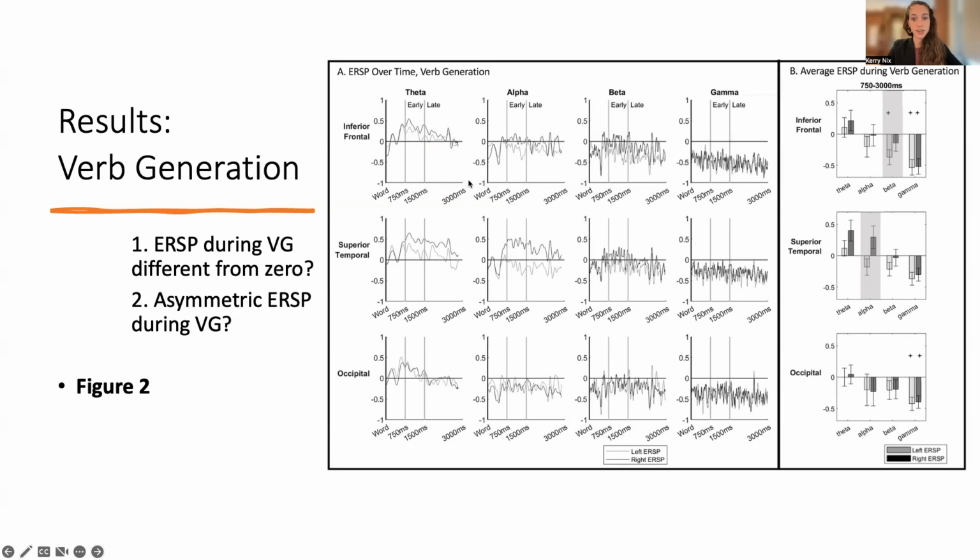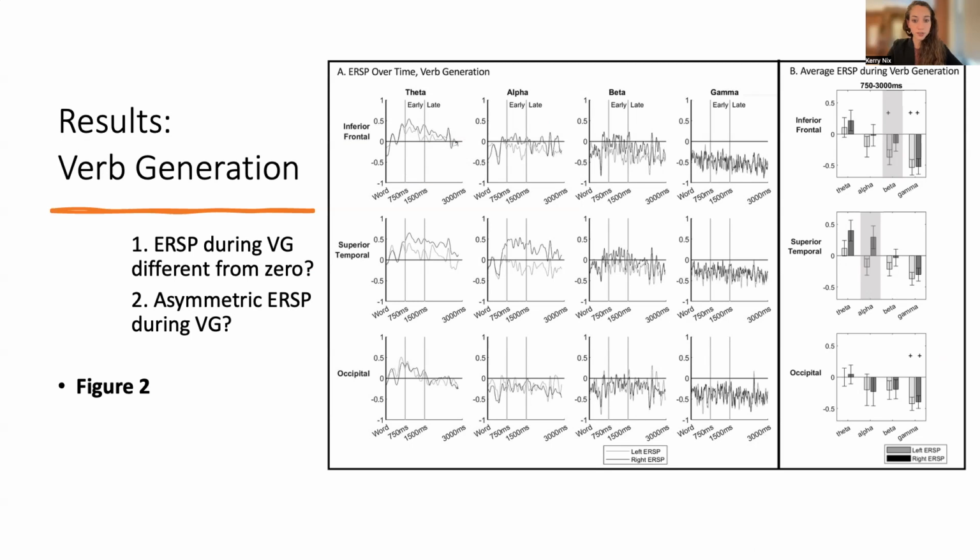In figure B, the plus sign indicates regions of interest that demonstrate a significant change in power from baseline, so ERS or ERD. Shaded bars indicate asymmetry between homologous ERSPs. The significance thresholds for both of these are below 0.0125 for a p-value.